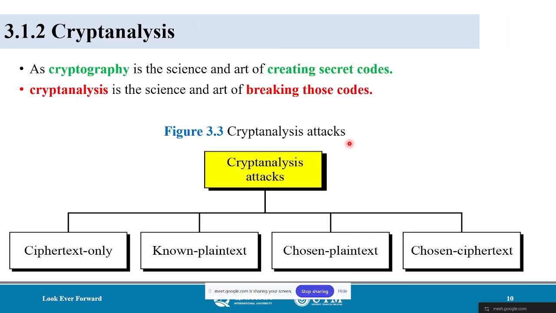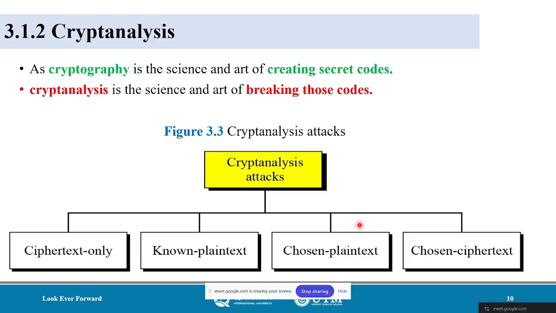Now we have something called cryptanalysis. Cryptography, our class, is the science and the art of creating secret codes. Unfortunately, or fortunately, it can be used for good and bad things. So cryptanalysis is the science and the art of breaking those codes. So cryptography secures the code, or creates secret codes. Cryptanalysis tries to break it. Now we have 3.3 cryptanalysis attacks, and we have 4 types: ciphertext only, known plaintext, chosen plaintext, or chosen ciphertext.